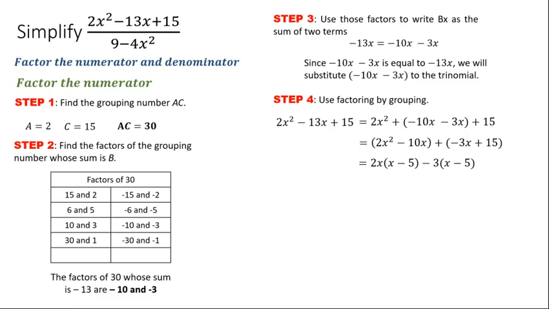Now for the second pair, -3x plus 15, -3 lang, a number lamang, an integer lamang yung ating common factor kasi walang variable na common na nakikita sa dalawang term. And the greatest common factor is -3. Now, ilalabas natin yung -3 and then divide both terms by -3. And yung maiiwan ay x minus 5.